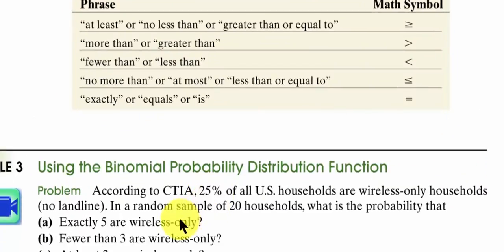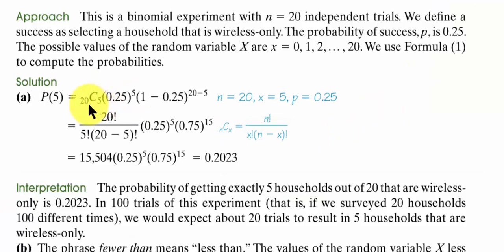Okay, so if we were to try to do this by hand, if you look at the next page, on page 338, you'll see they substitute the N with the 20, the X with the 5, the P with the 0.25, and so on, right? They use these values. N is 20, X is 5, P is 0.25. But here's the tricky part.